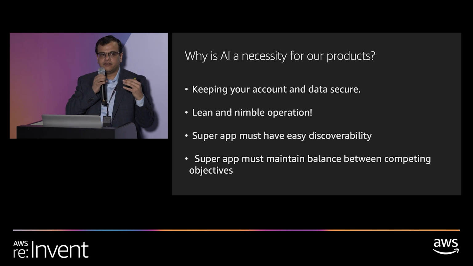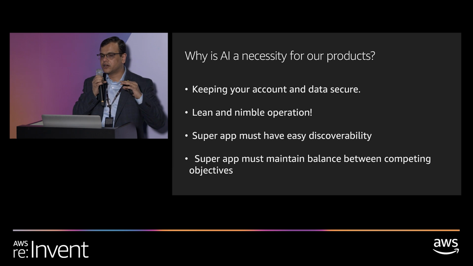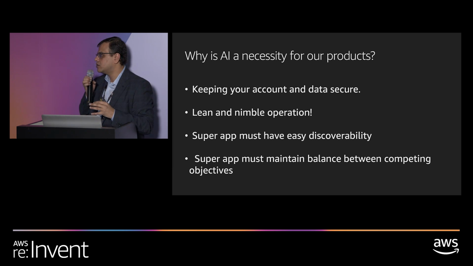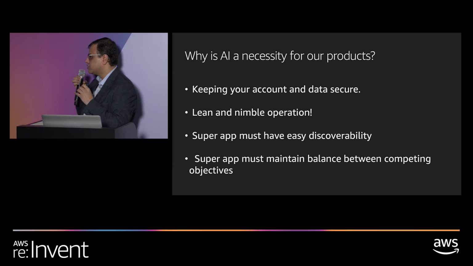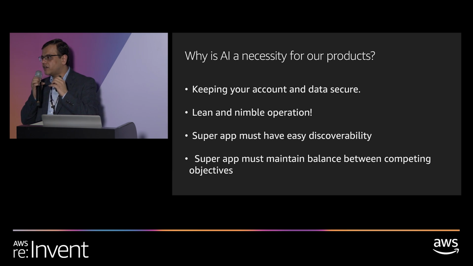So basically, we have to run a lean operation, because primarily we are in the payments business where margins are really, really low, right? And the only way to achieve that is by finding operational efficiencies, by not relying on human interaction for every small thing. I'll give you some examples.